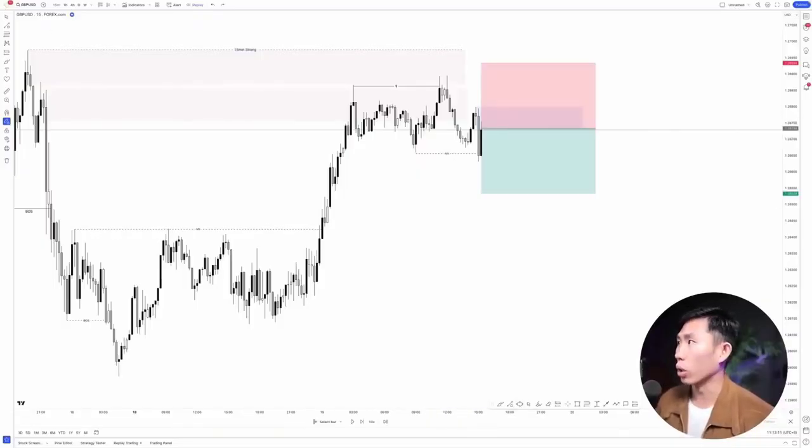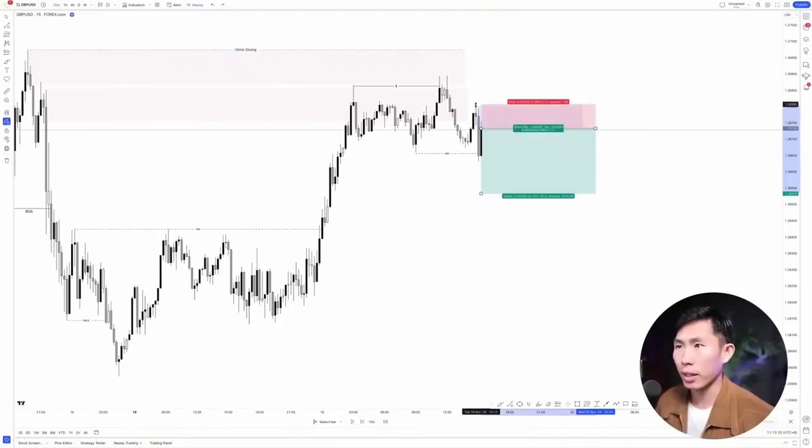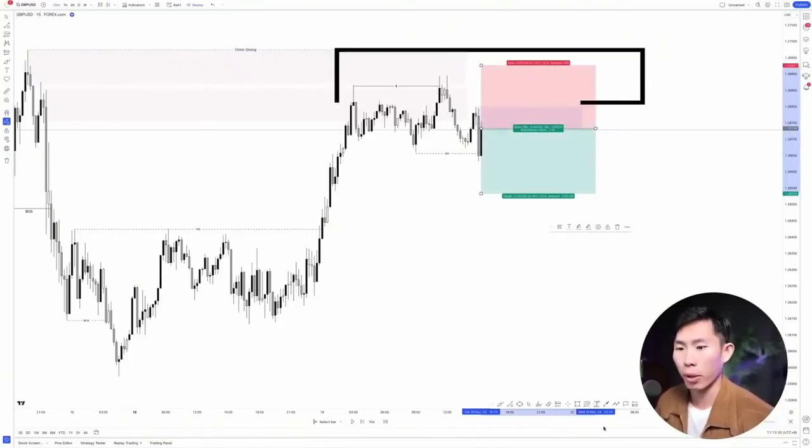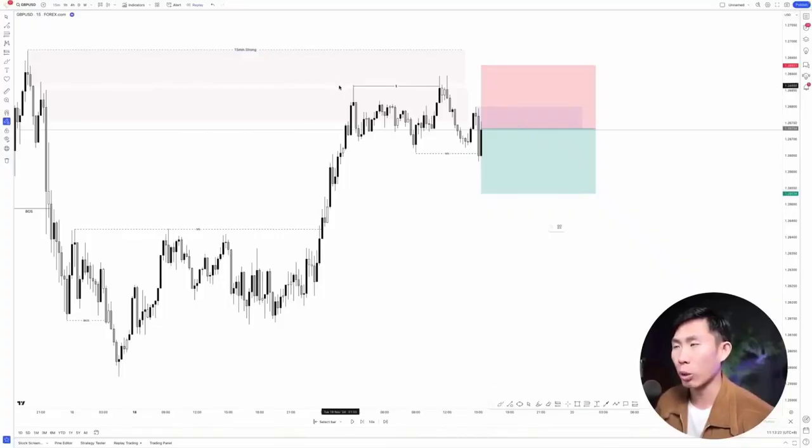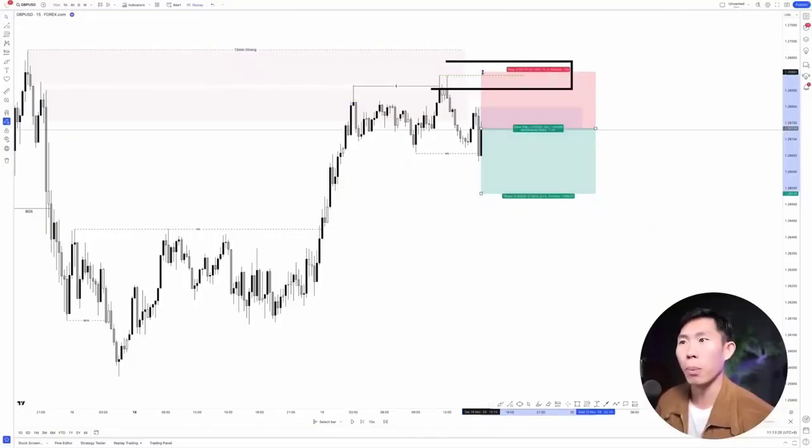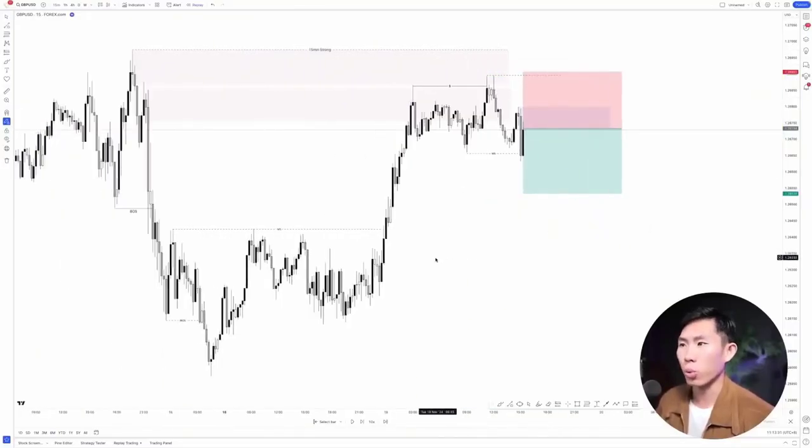Price immediately pulls back into the area right there, tapping me into the trade. At this point, your stop loss you can place above this flip zone, or you can even place it above that liquidity sweep. Because once price sweeps the available liquidity above this swing high, we know that this high right here is somewhat protected, so you can place your stop loss above this high as well. It's really up to you.